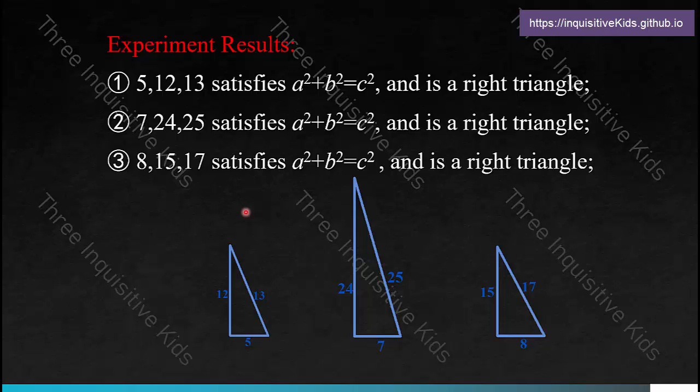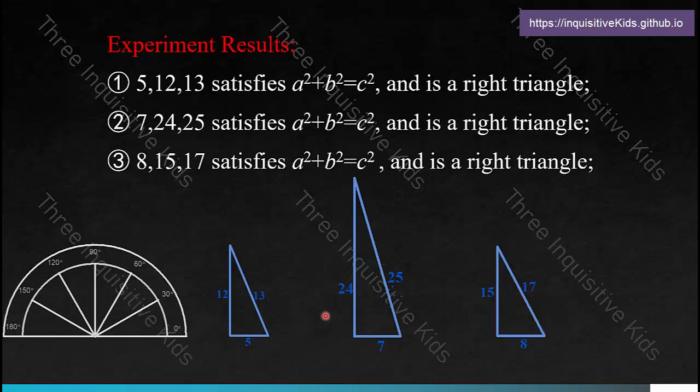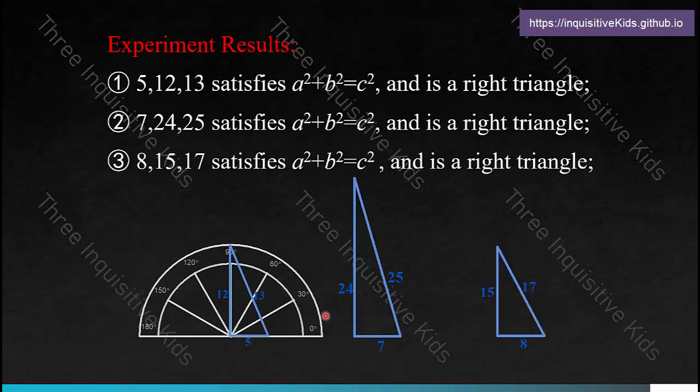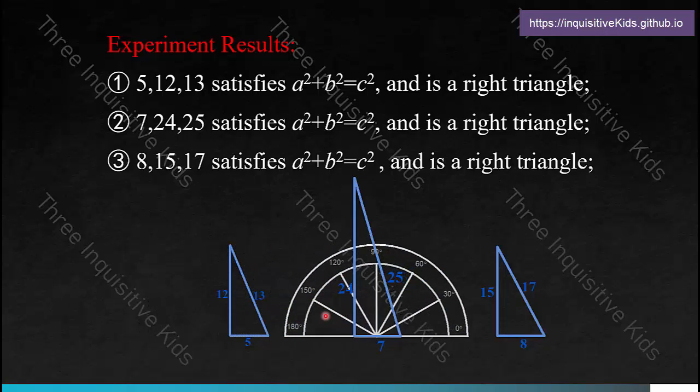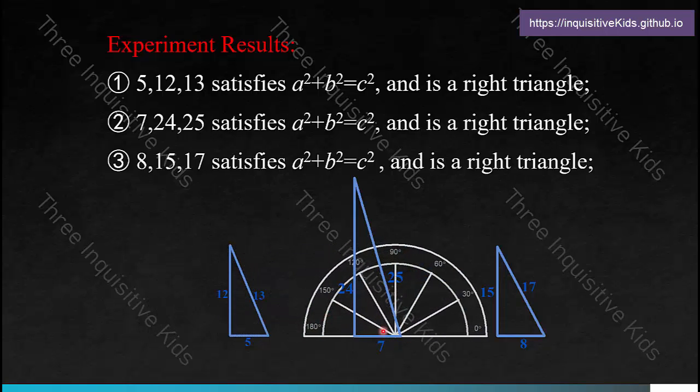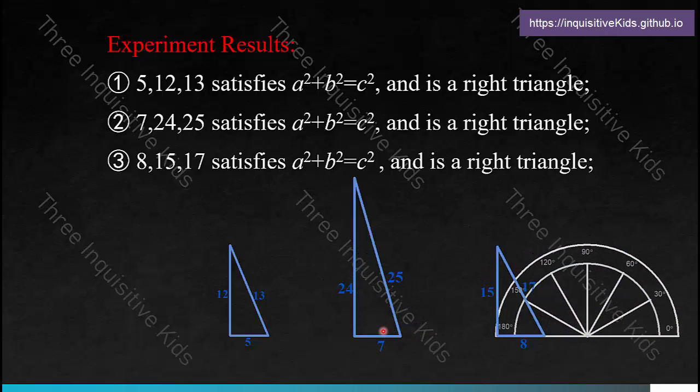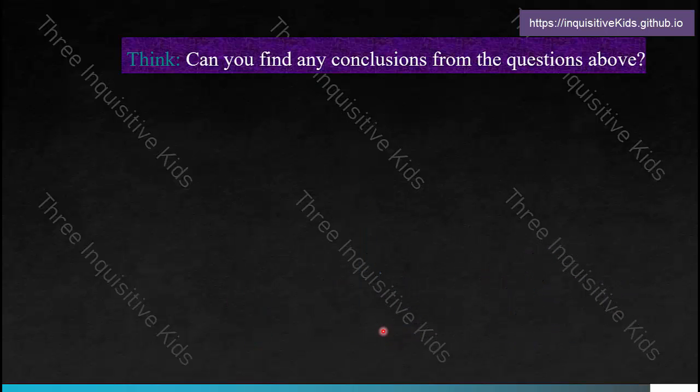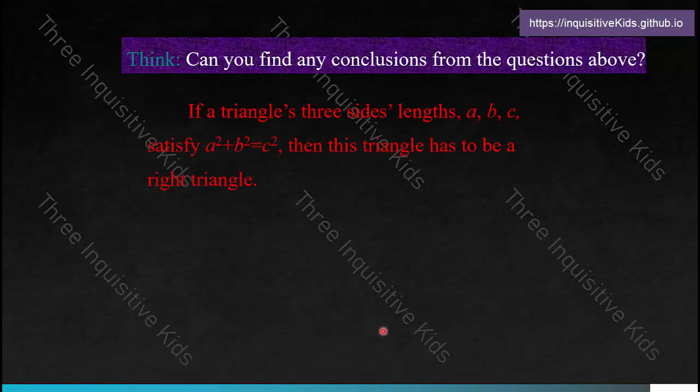And here are the experiment results. 1. 5, 12, and 13 satisfies a squared plus b squared equals c squared and is a right triangle. 7, 24, 25 also satisfies a squared plus b squared equals c squared and is a right triangle. And so is 8, 15, and 17. As you can see, they are all right triangles, and if we use a protractor to measure them, they are all 90 degrees. So can you find any conclusions from the questions above?